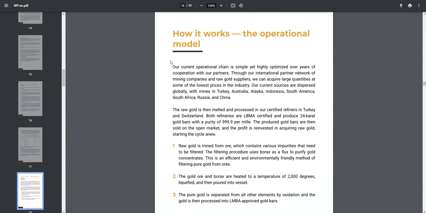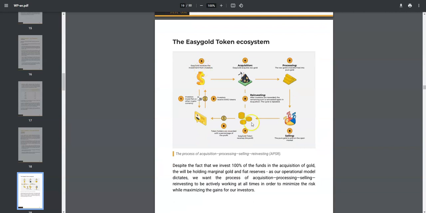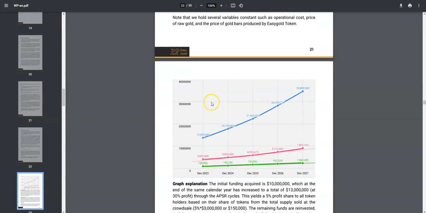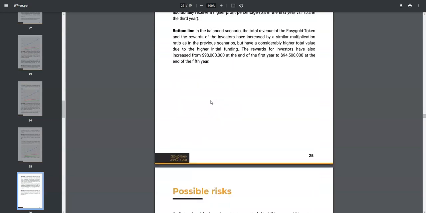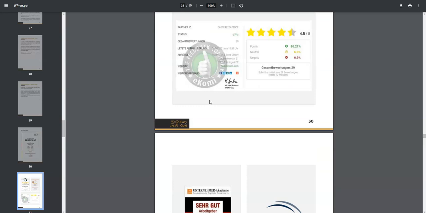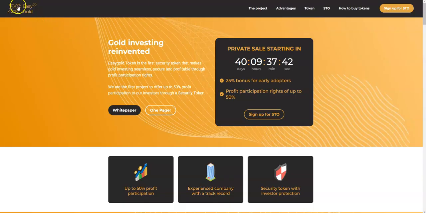And as you can see on their website, how it works, the operational model, raw gold is mined from ore, has different impurities. The gold and the borax are heated to a temperature of 2000 degrees, separated from all other elements by oxidation, and is processed into the LMBA approved gold bars. And they even have a little infographic to understand how it goes from investing to selling right here. And there's a lot of really good information. So I suggest if you're looking for financial information, you're looking to understand how this works, in turn, take a look at the white paper and all the information here. And that is EasyGold.io in a nutshell.